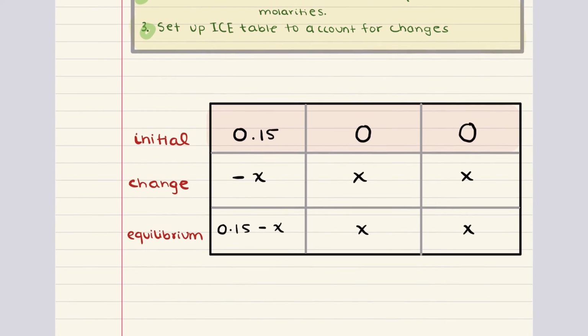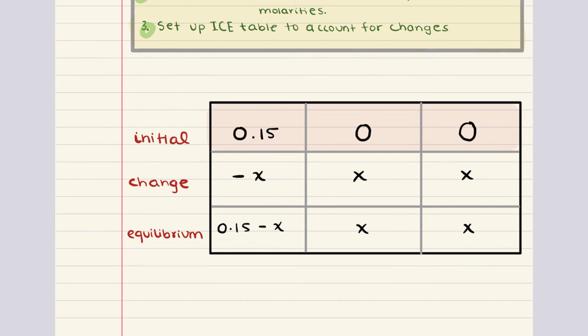Now, just as a reminder, an ICE table is an organized way to approach problems involving equilibrium. It allows us to track the concentrations of reactants and products at 3 stages: the initial concentration, the change that occurs as the system reaches equilibrium, and finally, the equilibrium concentration. Now, for the initial row here, we're only given the concentration for hydrogen cyanide.